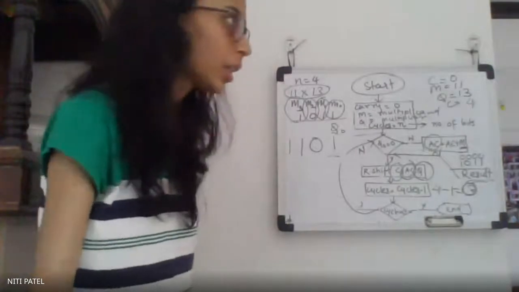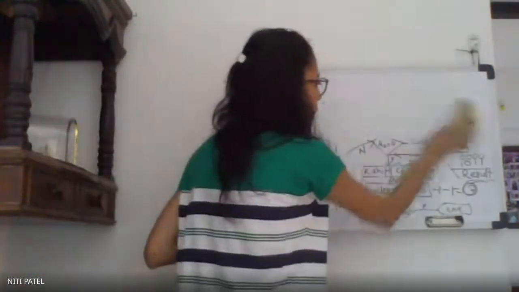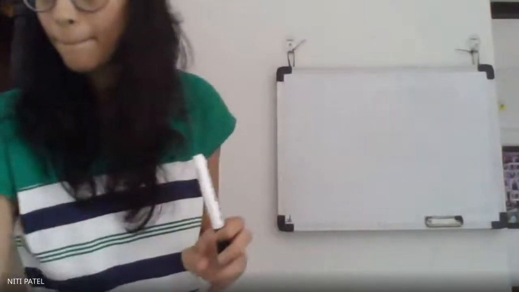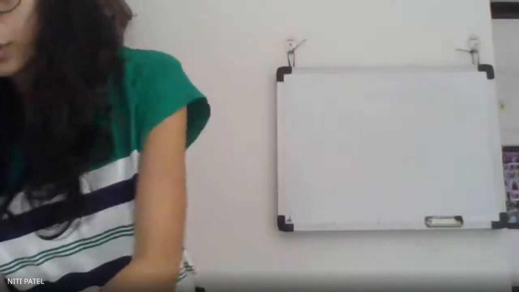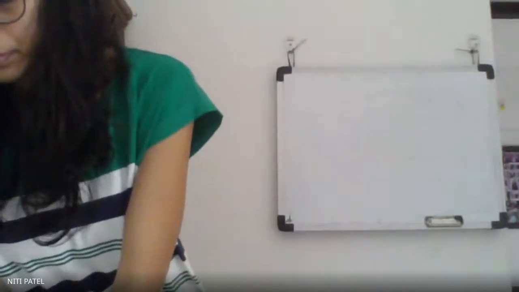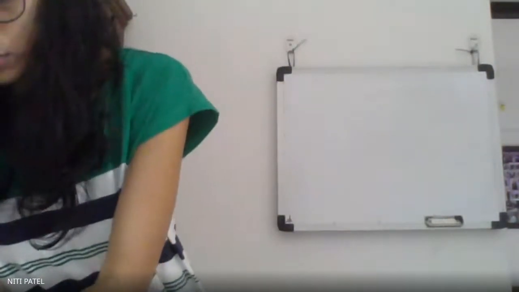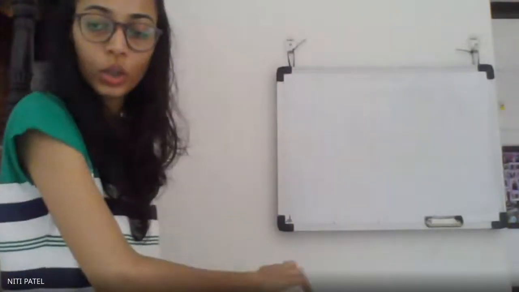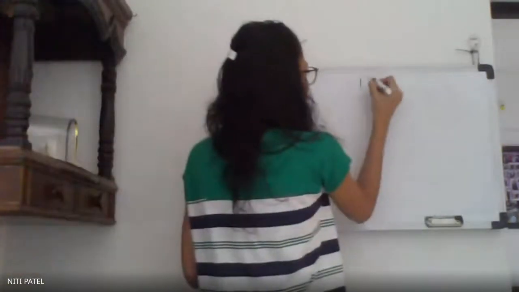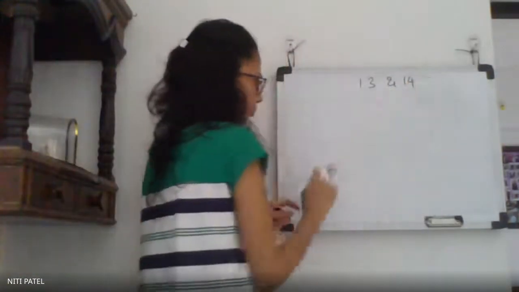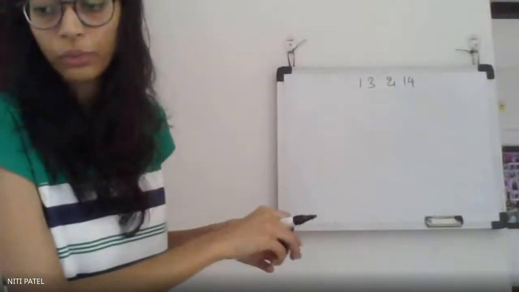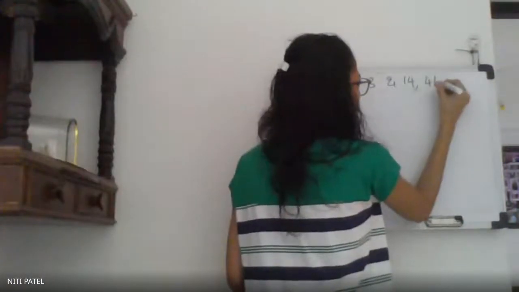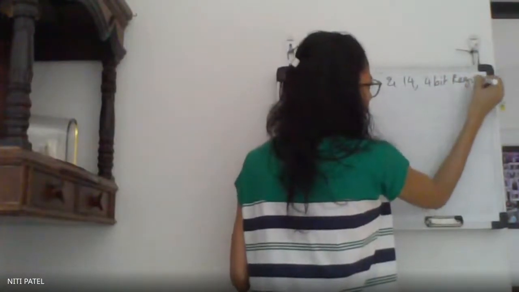Okay. Now let us see by solving one example. Write down the question. Show multiplication of two numbers 13 and 14 using a 4-bit register.